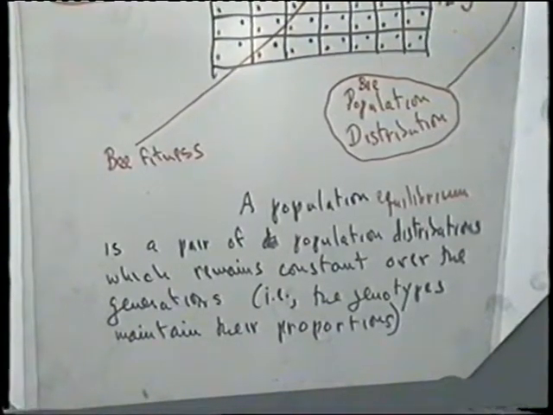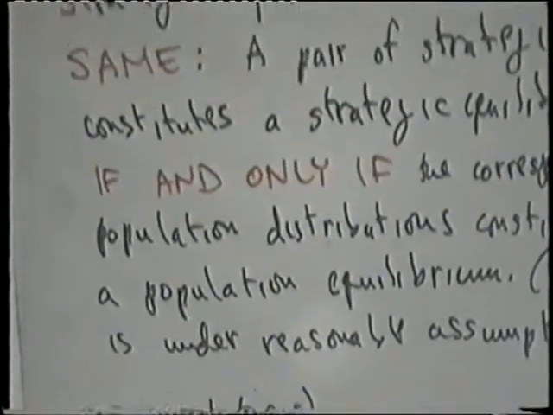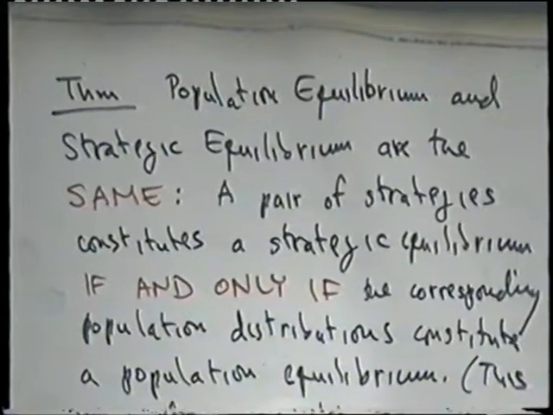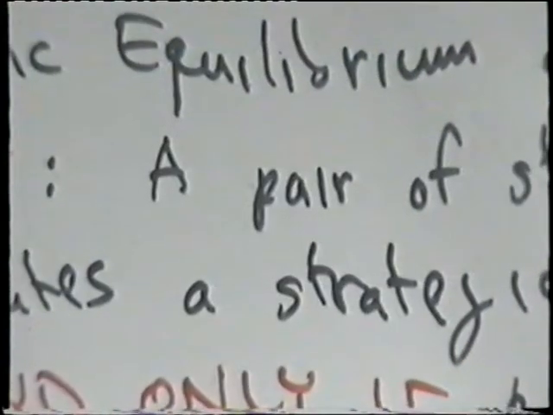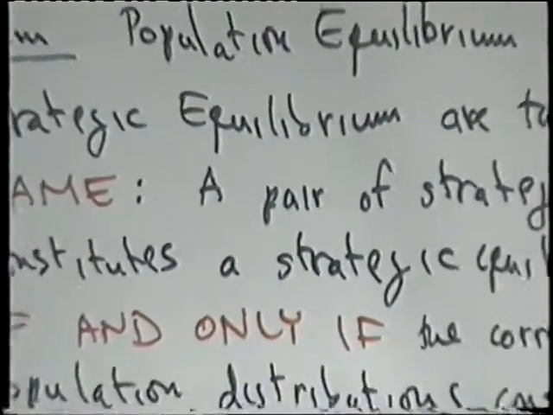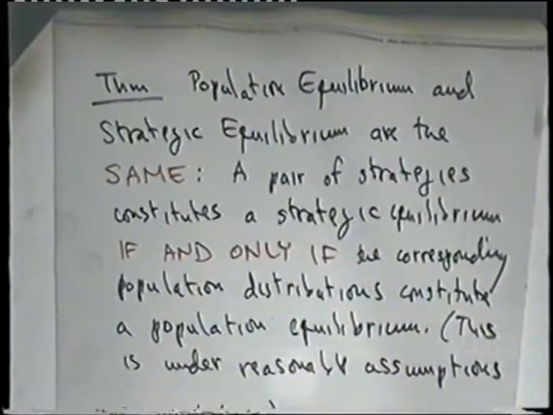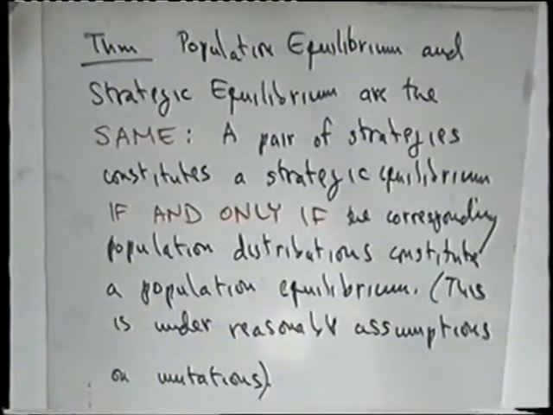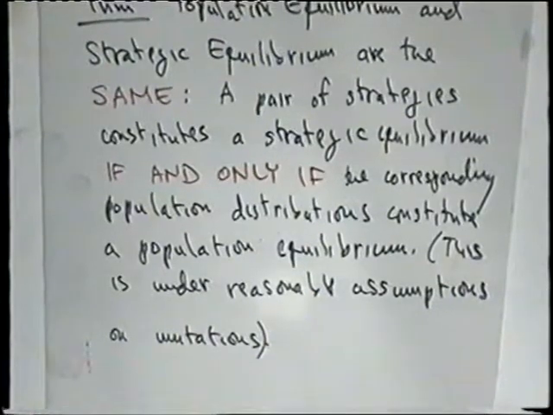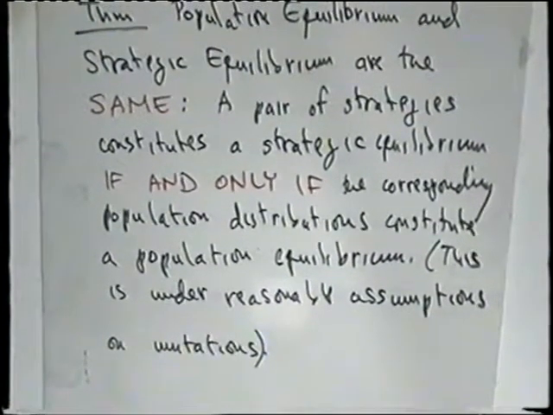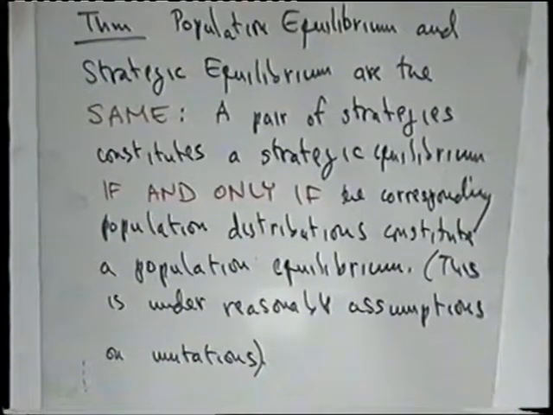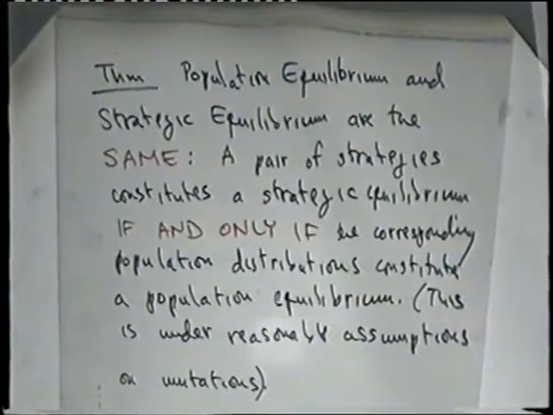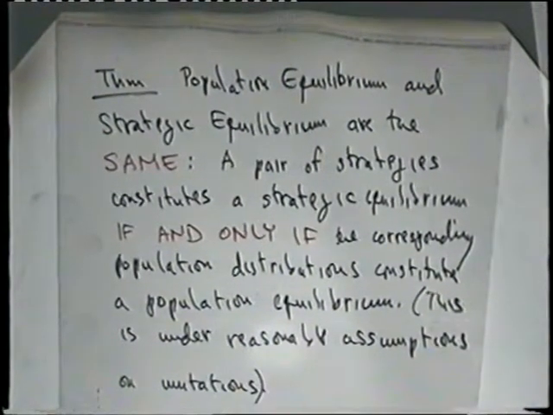And now, the theorem is, and this is basically an insight of John Maynard Smith, although he didn't have it in such a simple form. The concept of population equilibrium and strategic equilibrium are the same. With these interpretations, it's the same concept. A pair of strategies constitutes a strategic equilibrium if and only if the corresponding population distributions constitute a population equilibrium. This is under certain assumptions about how mutations work, but these are reasonable assumptions. And that maybe answers your question.